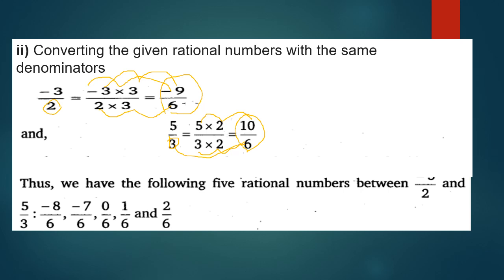So that we have the 5 rational numbers between minus 3 by 2 and 5 by 3 as minus 8 by 6, minus 7 by 6, minus 6 by 6, minus 5 by 6, minus 4 by 6, minus 3 by 6. We can write so many rational numbers between minus 3 by 2 and 5 by 3, but here are the 5 rational numbers: minus 8 by 6, minus 7 by 6, minus 6 by 6, and so on. Now let us move on to the next one.